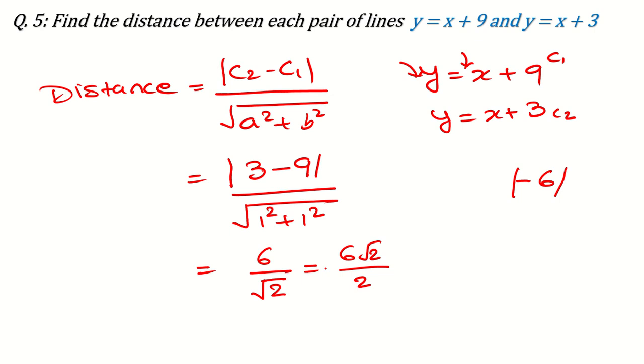How am I getting this thing? I am sure you know this. Okay. Why? Because I am multiplying the numerator and denominator by the square root of 2. So root 2 multiplied by root 2 will be 2. 6 divided by 2 means 3. So what will be the answer? 3 square root of 2 units.